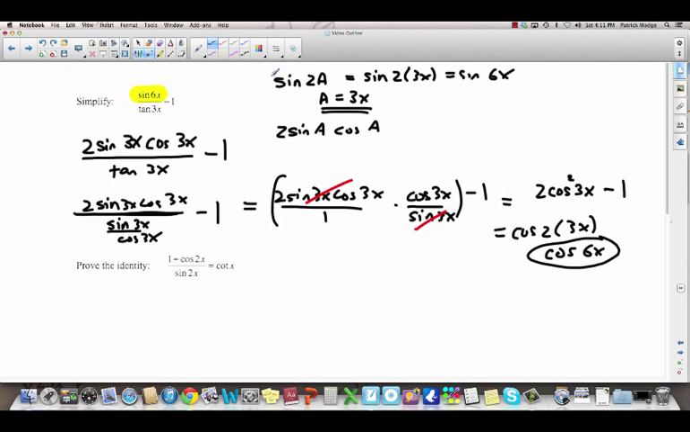Okay, I know that's very confusing, especially this top part up here. You might have to watch that a couple times to get that. I don't know if I explained that well or not, but good luck.